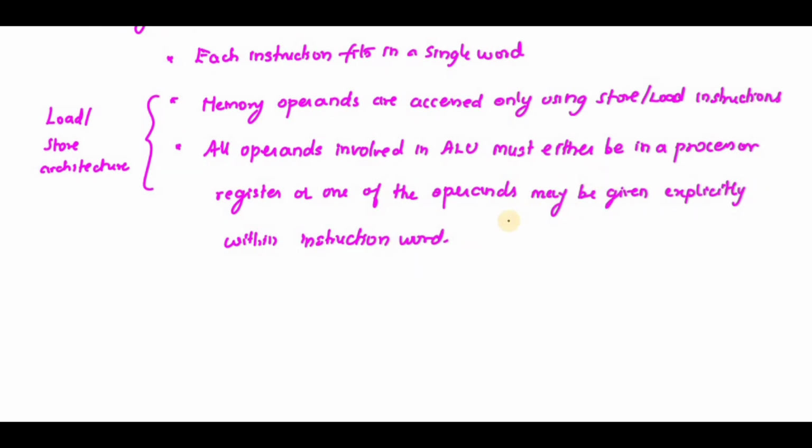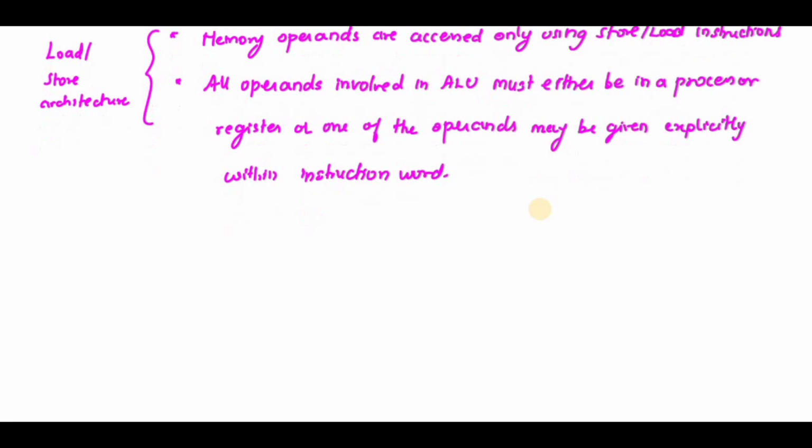So whatever the operation we are going to perform, it should be with the help of the processor registers, that is R0 to R5, or the operand must be explicitly present within the instruction word. Okay.